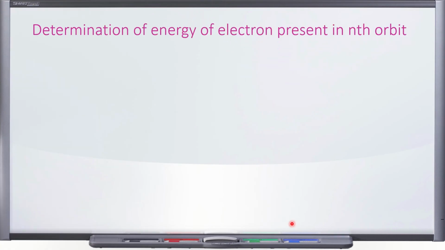And the last one is determination of energy of electron present in nth orbit. Here also the formula by which we can determine the energy of any electron present in any orbit: En equals minus 2 pi square m e^4 divided by h square into Z square divided by n square. Look, here a minus sign is used in the formula.